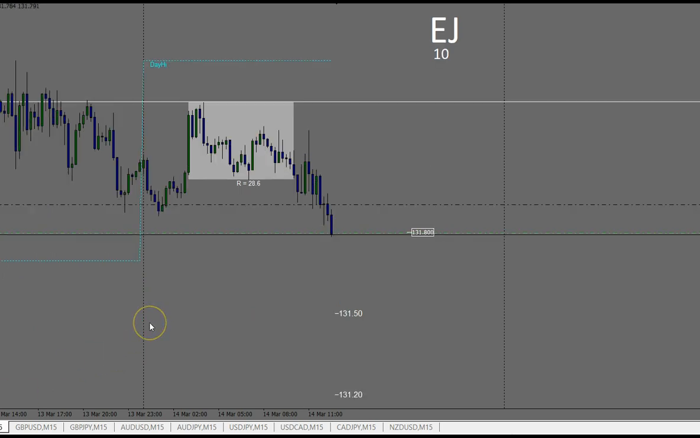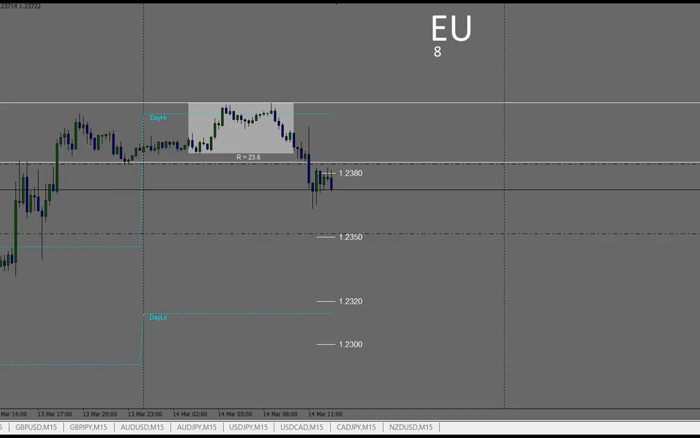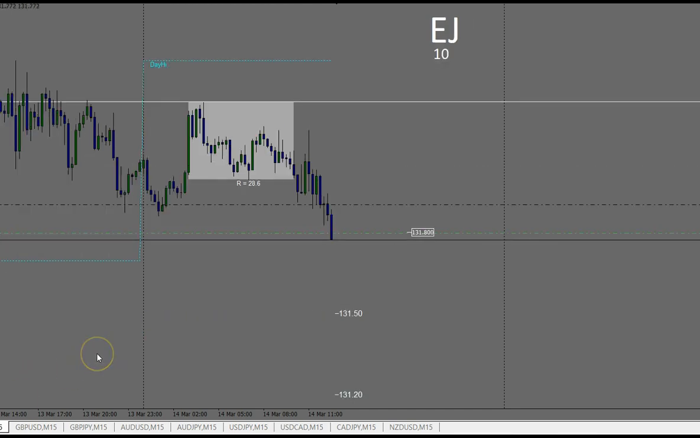Euro Japanese yen, I punched out of that earlier because price came back, but now I've re-entered it at a re-entry level there that we've got. Looking for that price to move down, hopefully to 50 on the EJ. So we're seeing that weakness on the euro at the moment, which is pushing those prices down. Also seeing a little bit of strength on the Japanese yen again, so let's see what that one does.